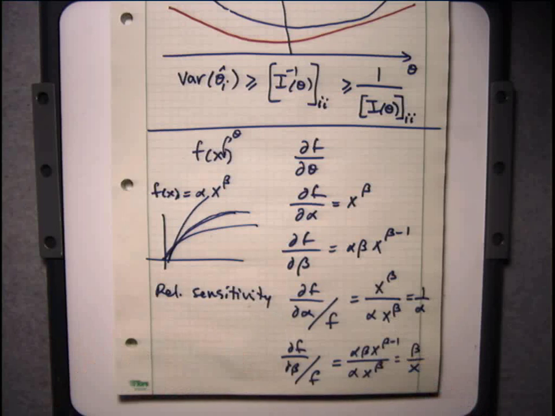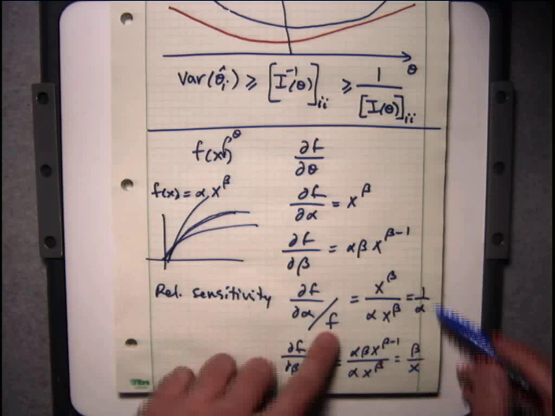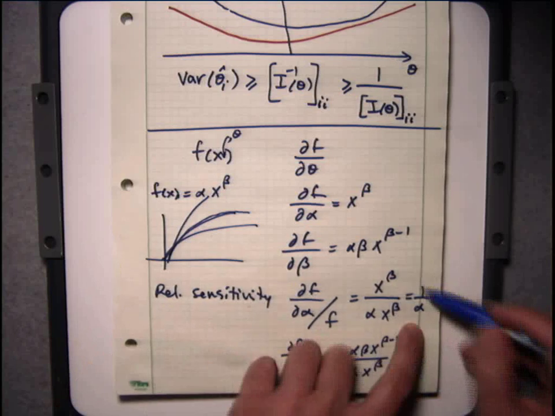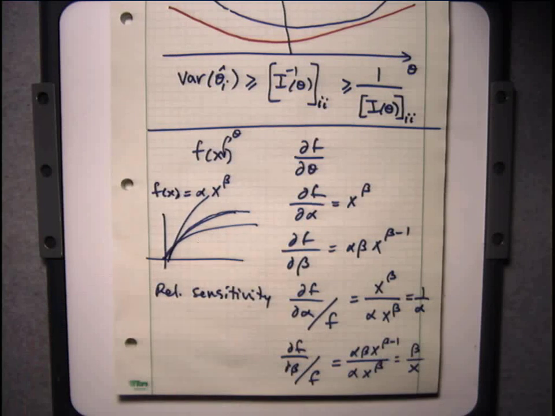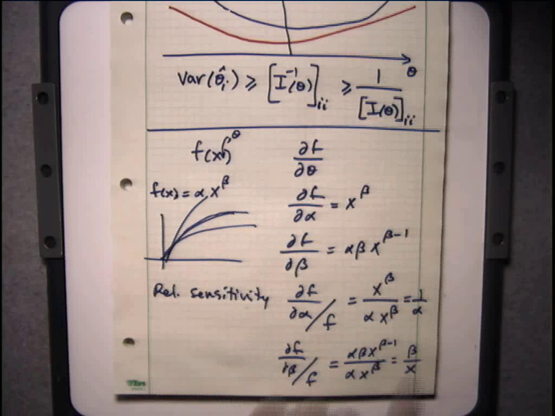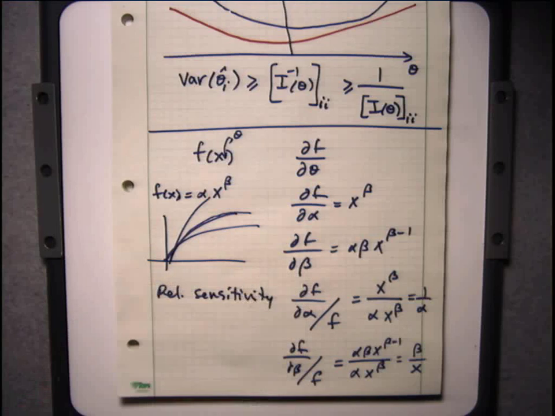Okay, so two things to notice. First of all, this sensitivity actually does not depend on the data, does not depend on the x, whereas this one does. And second, they depend on the parameter in a very different way. So what this quantity shows you is how much the function is going to change in relative terms as a function of small changes to the parameter.